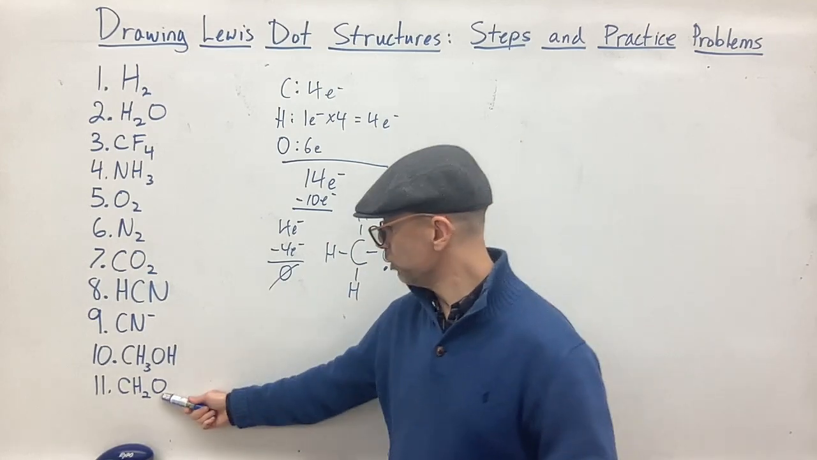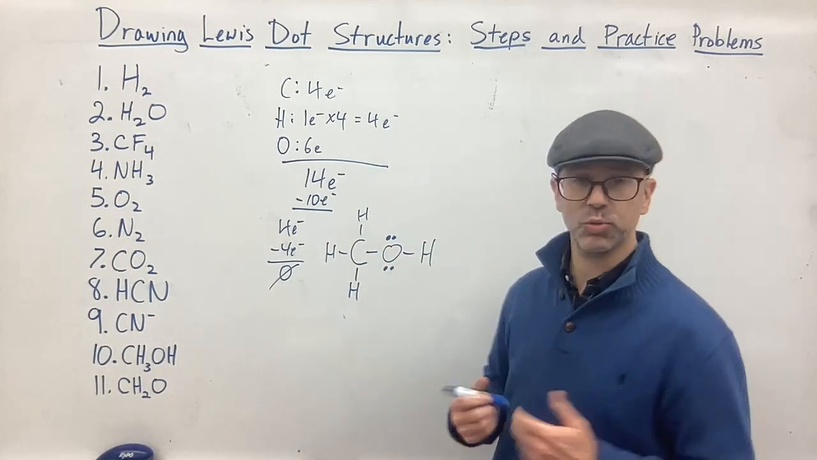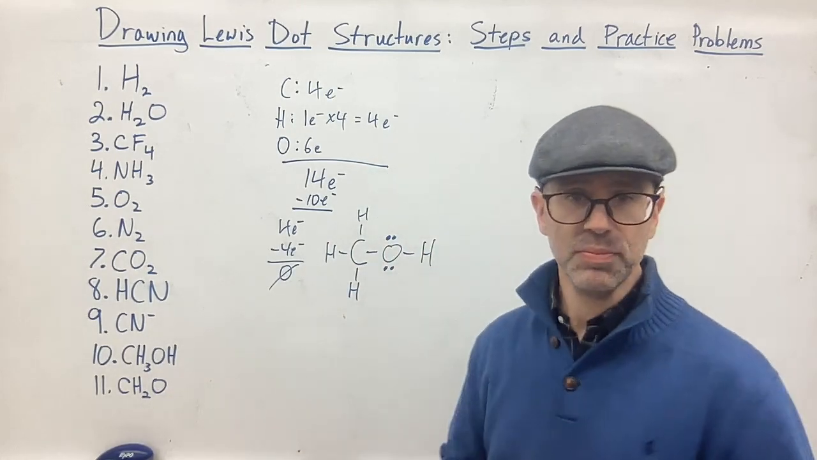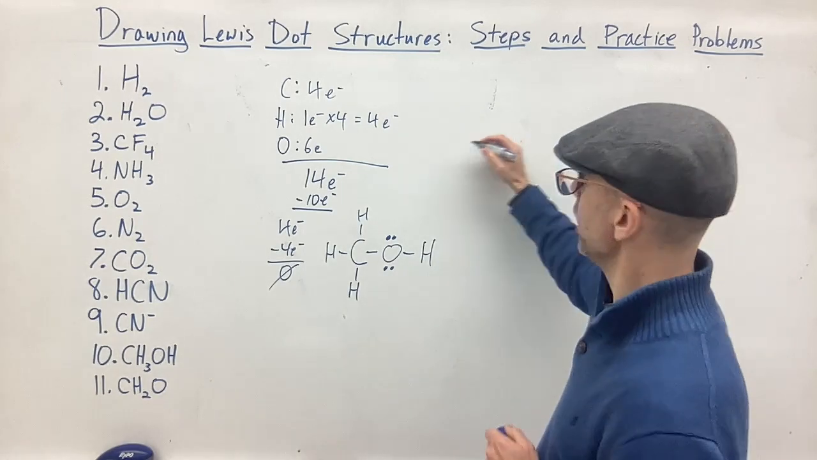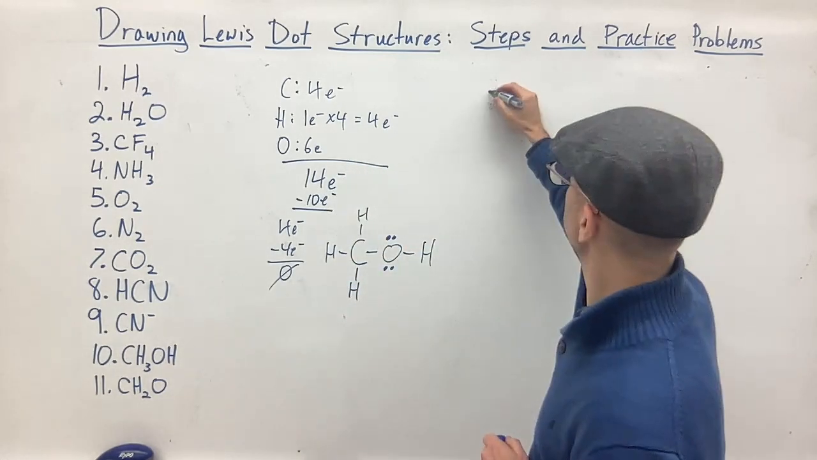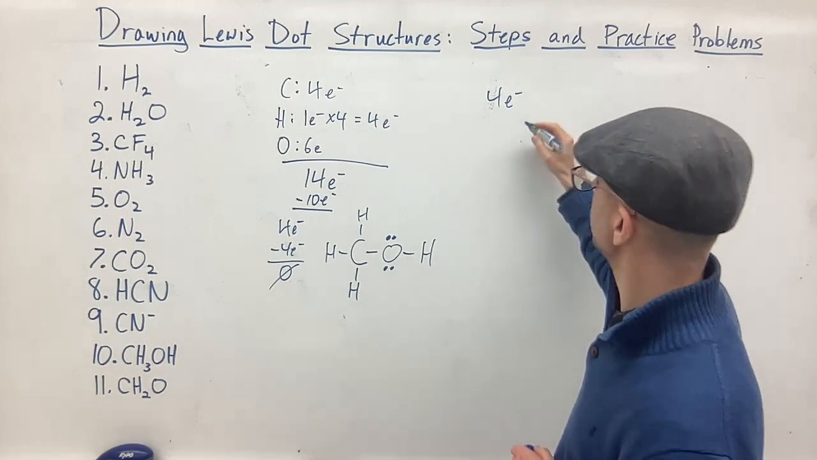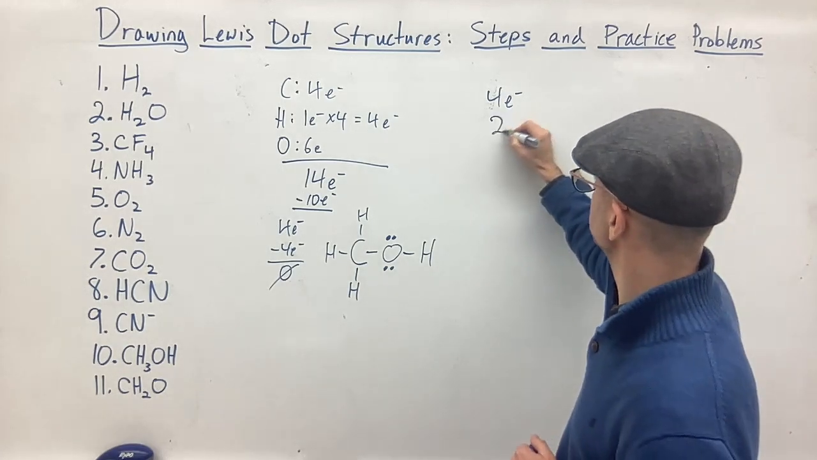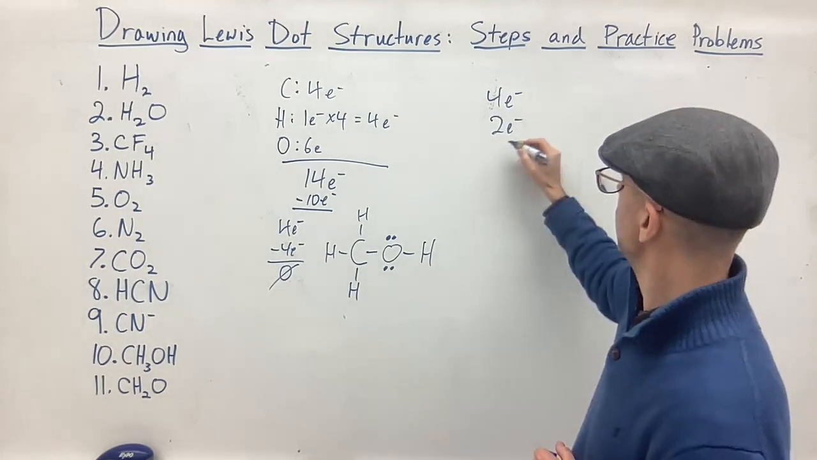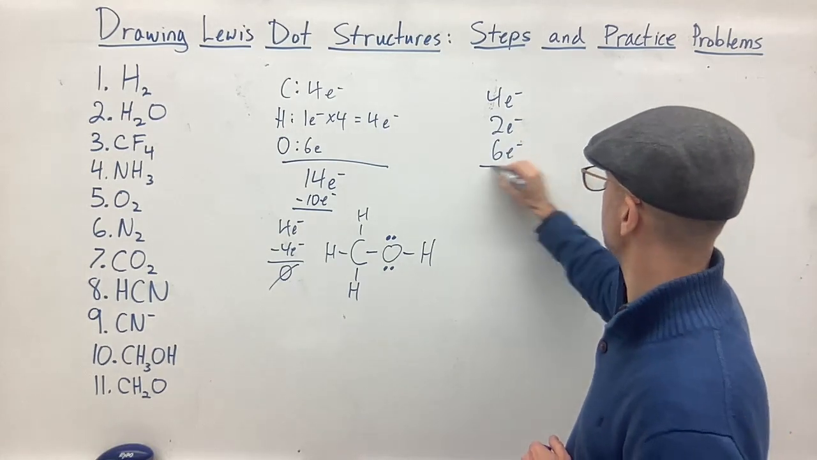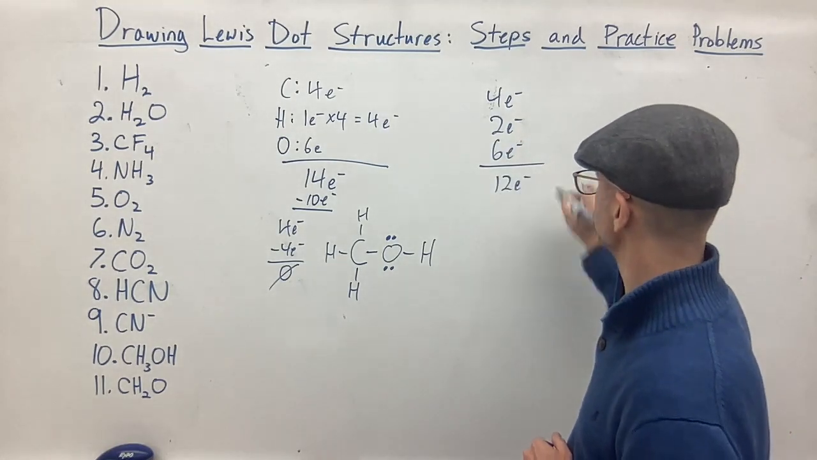Now, finally, what about this one, CH2O? Let's do this one really quickly. So here, again, I have carbon. Carbon has 4 valence electrons. I have 2 hydrogens, that's 2 valence electrons total. And I have oxygen, that's 6 valence electrons. So that's going to be 12 valence electrons.